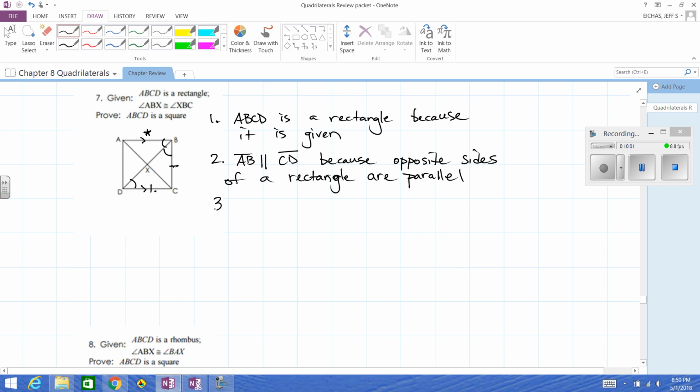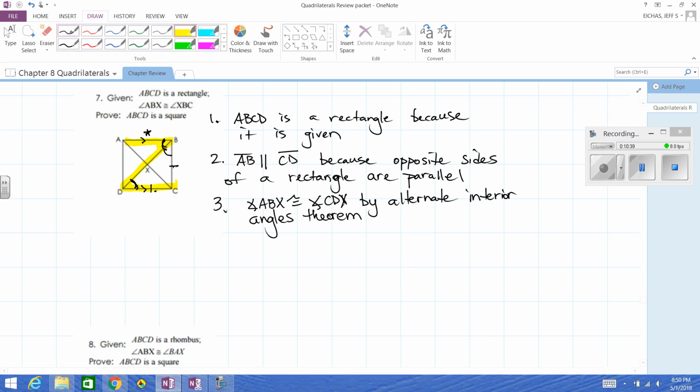All right. So now what we're going to say is, this gives us angle ABX is congruent to angle CDX. So that's what I've marked right here. These two are the same now. Okay? And that's by alternate interior angles theorem. Kind of see that Z that's happening right there, right? So that forces this and this to be congruent.